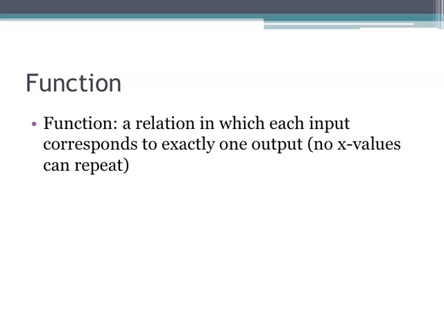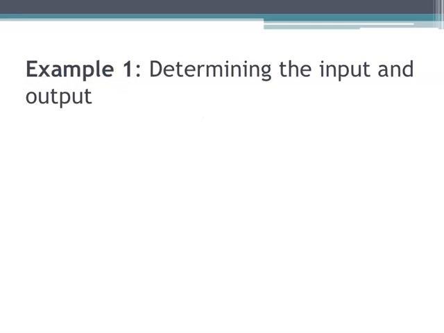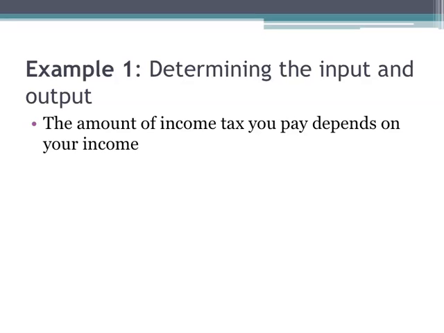Now, in order to determine from your function what is your input and what is your output, you want to think about what is the information that depends on other information. So take a look at this for example. The amount of income tax you pay depends on your income. So depending on your income, the amount of income tax that you are going to have to pay is going to be different. So that means that if you input your income, the output will be your income tax. All right, so that means x is the part that can change and y is the part that depends on x.